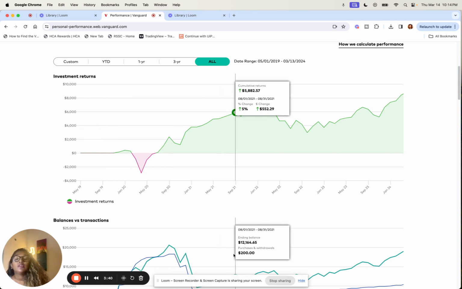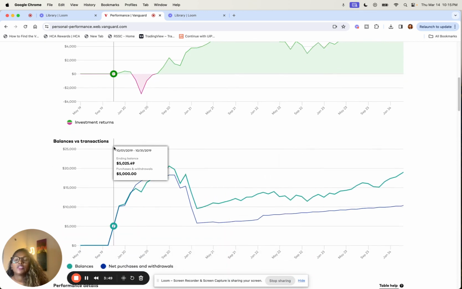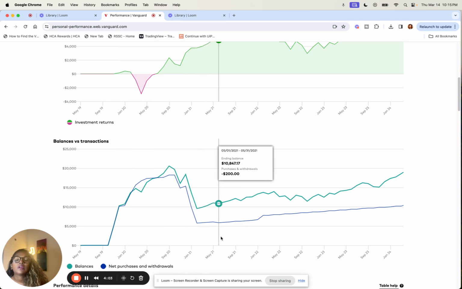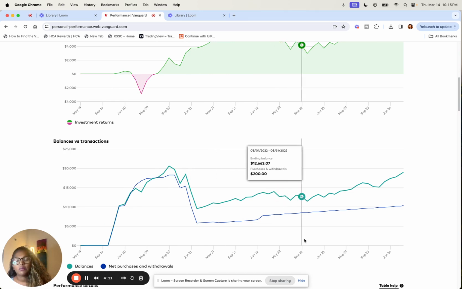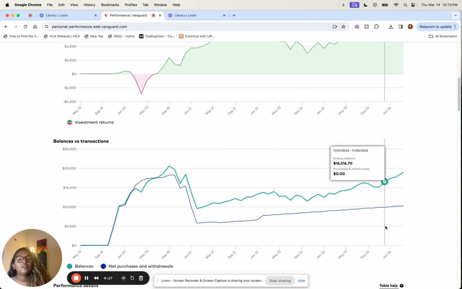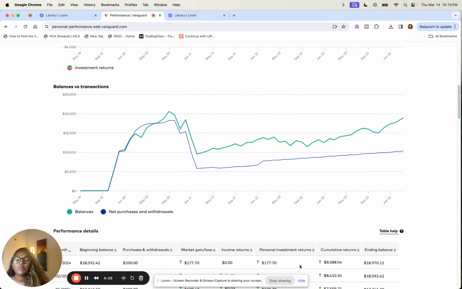I just wanted to go through this breakdown and show you. This is the balances versus transactions, and this shows various amounts of money, net purchases and withdrawals that came out. There were withdrawals out of this account, in which I sent money over to another brokerage that I have. I did transfer some stocks that I was investing in this account. But as you can see, it still goes up. Let's take a look at the breakdown of the performance details.